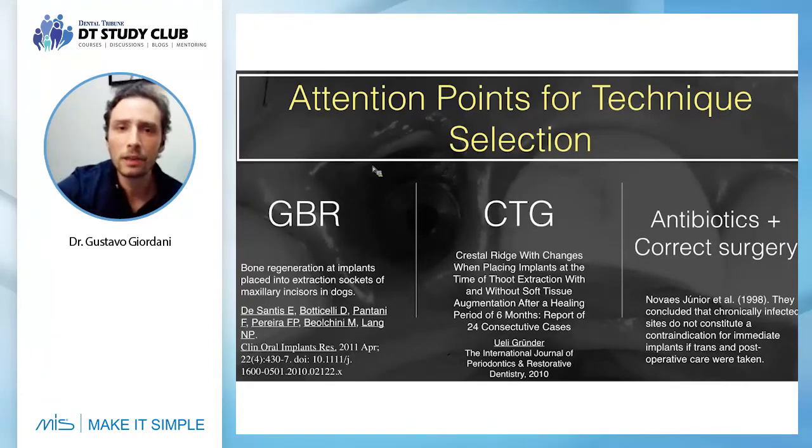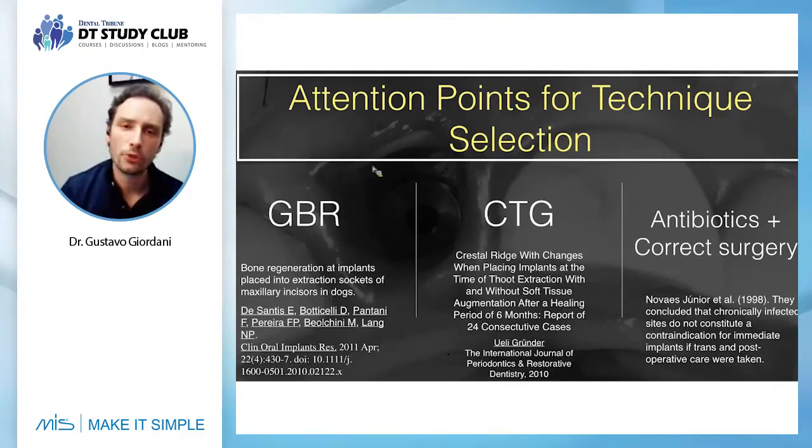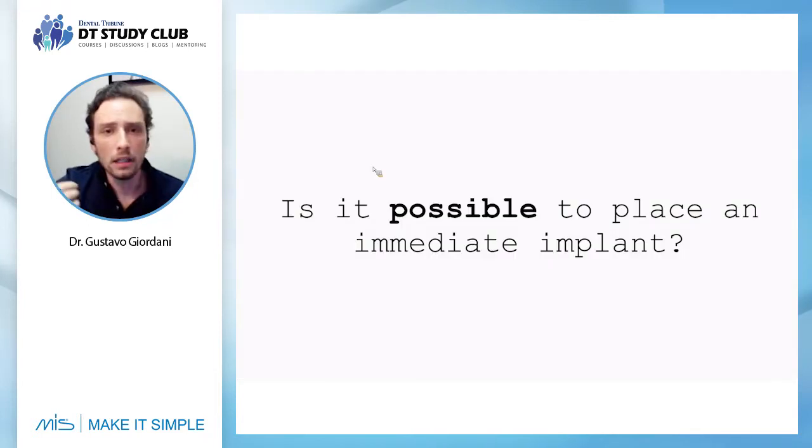I'm gonna use biomaterial, I'm gonna use connective tissue graft, and as I had in Monica's case, infection, I'm gonna prescribe antibiotics for my patient, so I can have now a chronic infection, and I'm gonna extract the tooth, I'm gonna clean very well, and I can go through the immediate implant, and the literature shows that this is very safe for our patients. So I have the immediate implant indications for Monica's case.